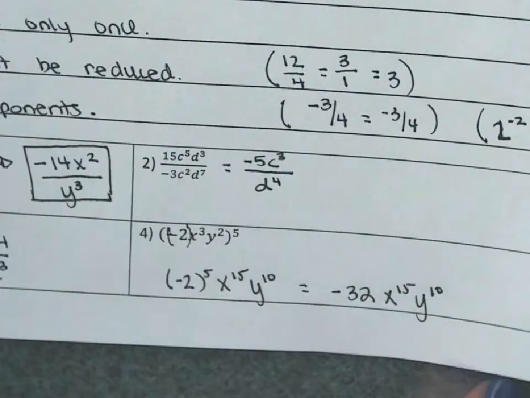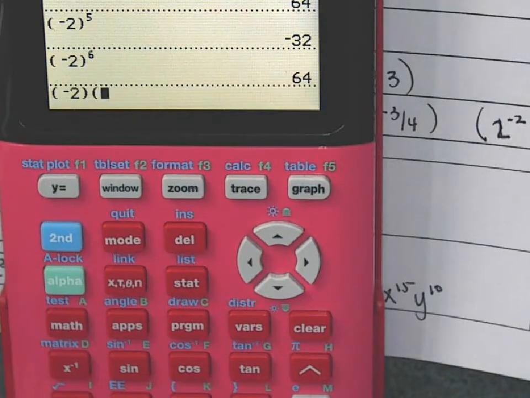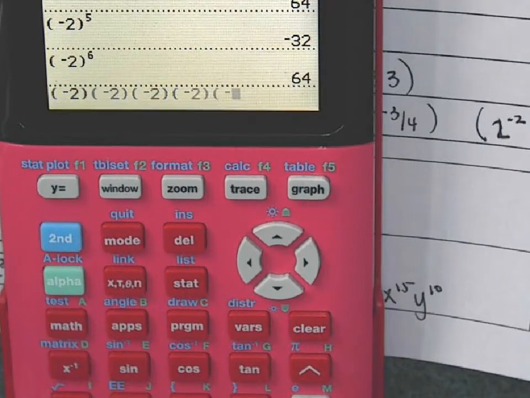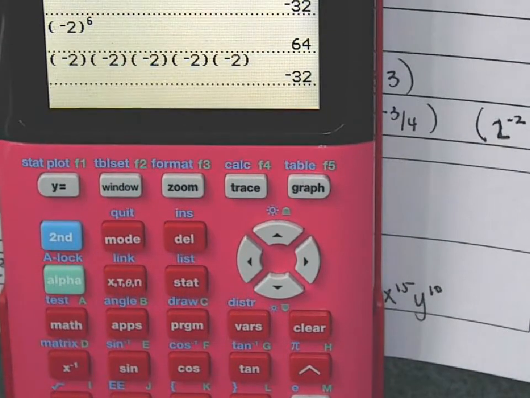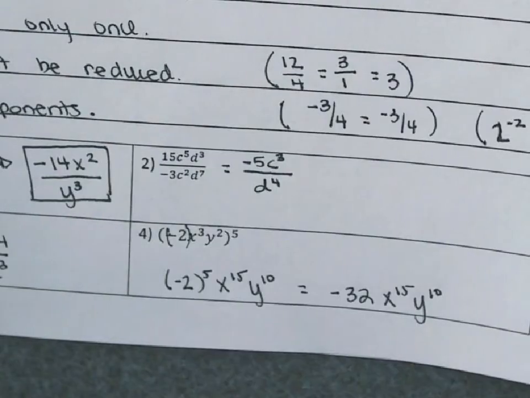Now that's something you could have written out 5 times. If you write out negative 2 5 times, you could have also written it like this, negative 2 times, and then did that 5 times. And you'd also get negative 32. So that's another way you can write it if you're not sure. Or type it in your calculator.